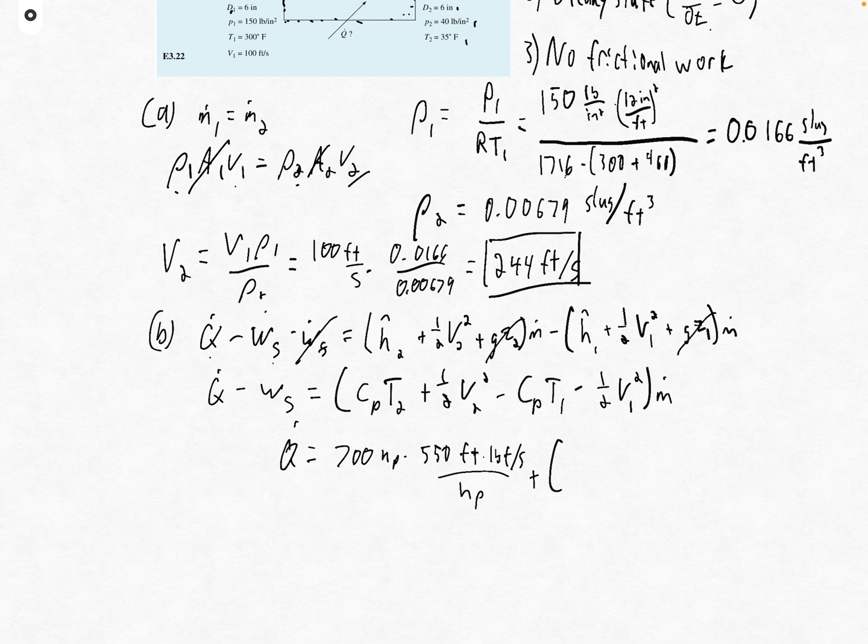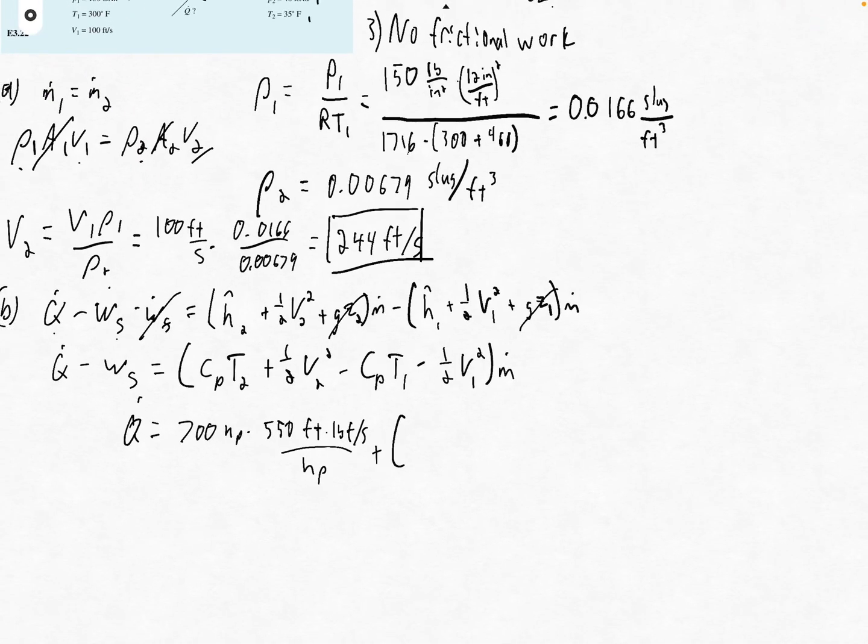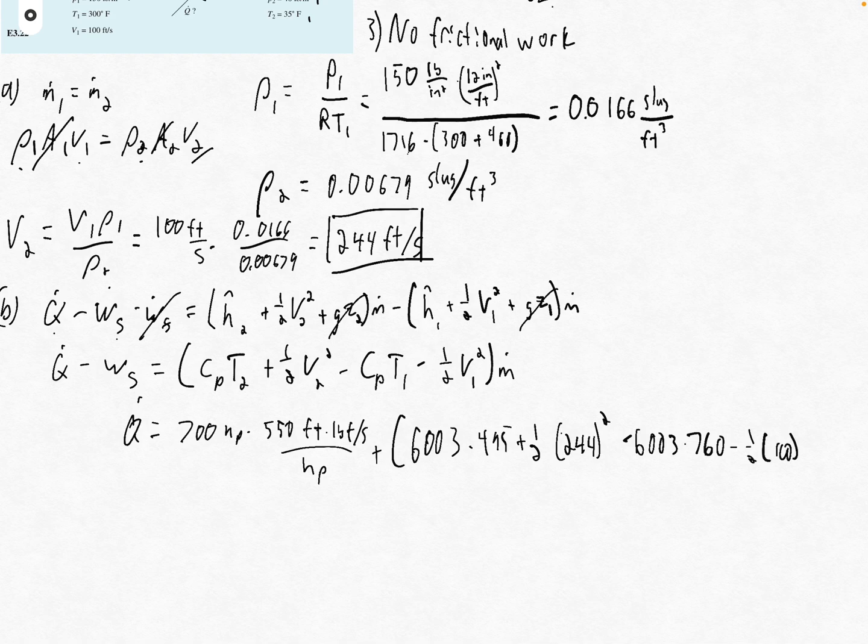Plus, start plugging in terms here, the heat capacity that we're given, 6,003. I'm going to assume that all the rest of our units line up here, but it's never a bad idea to check. 6,003 times 495, the temperature in Rankine, plus 1/2 times 244 squared, minus 6,003 times 760 minus 1/2 times 100 squared. This is all times m dot.